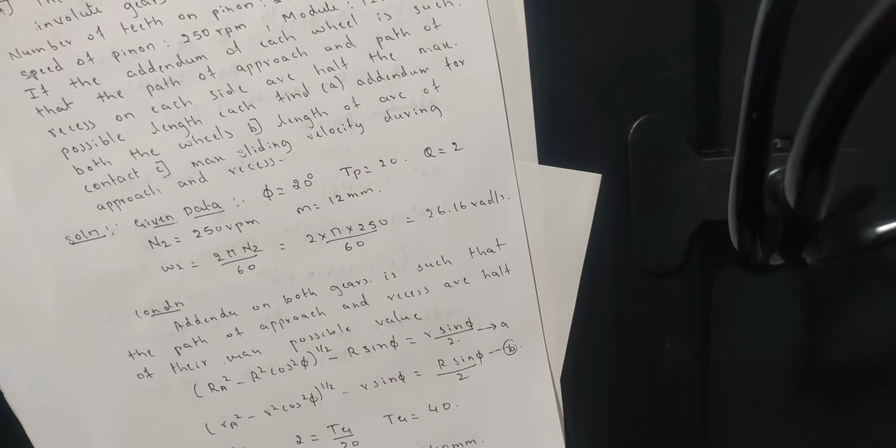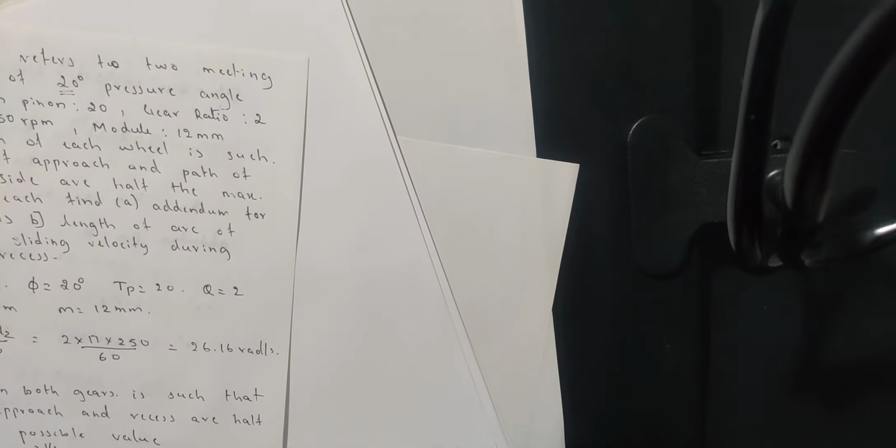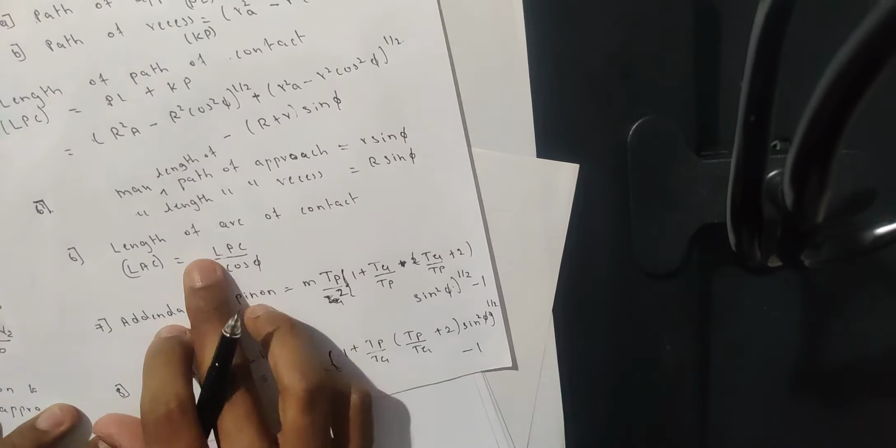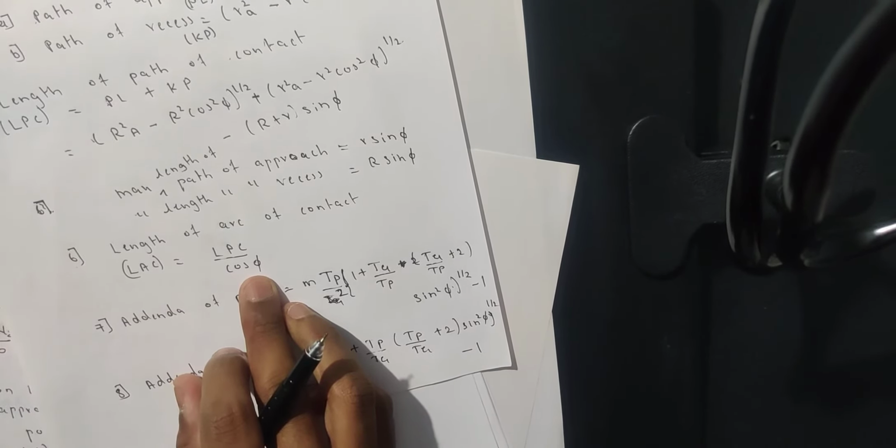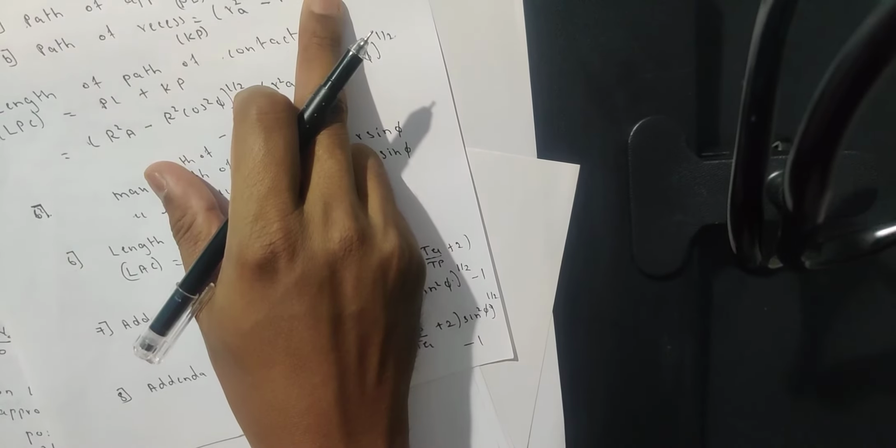Okay, so if I want to find out the length of arc of contact, you can easily find it out by path of approach and path of recess. Length of arc of contact is LPC divided by cos phi. So if you see the formula here, you can easily use it to solve the problem, or you have to find out this part.